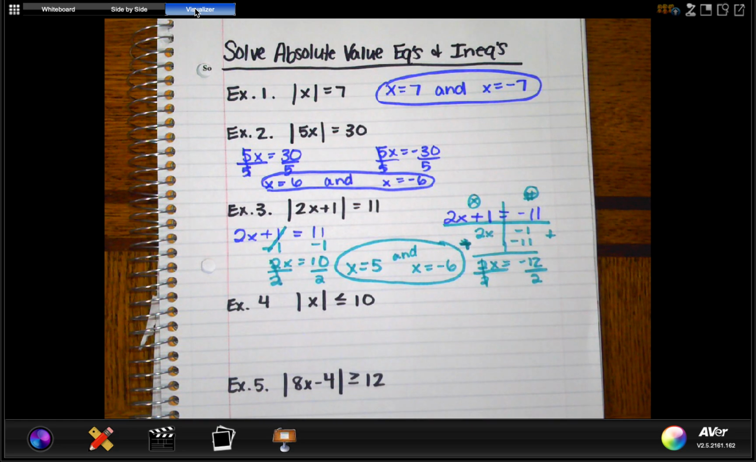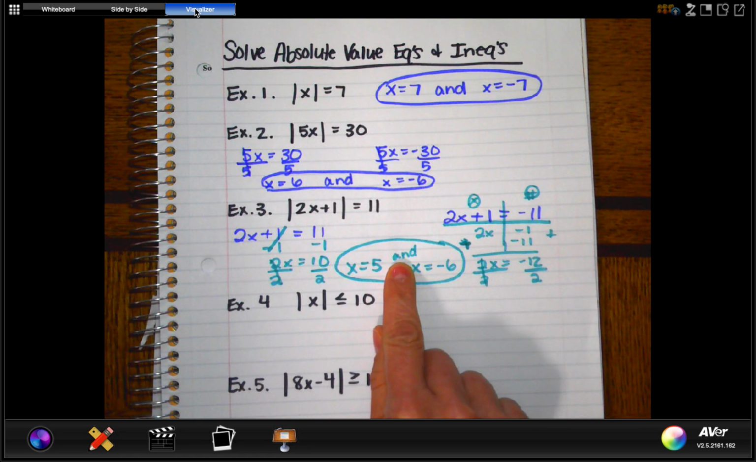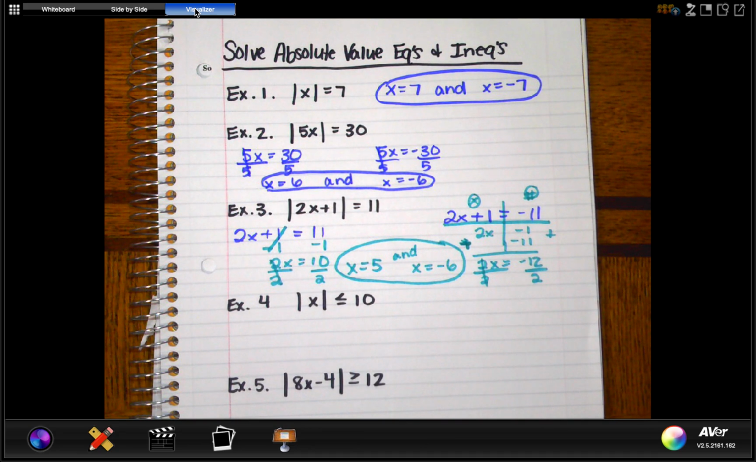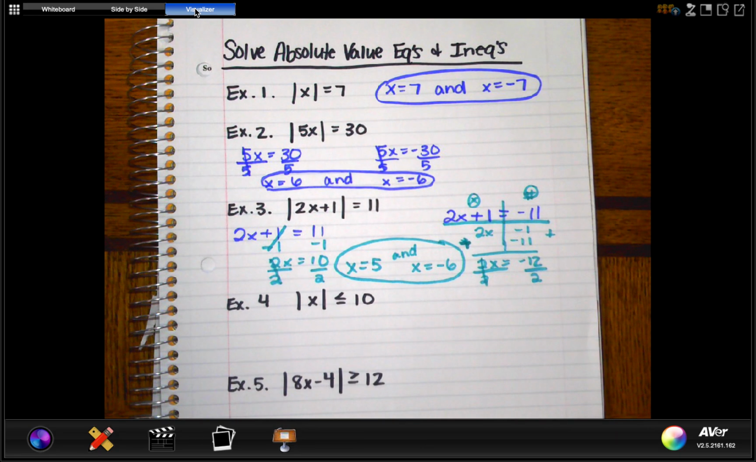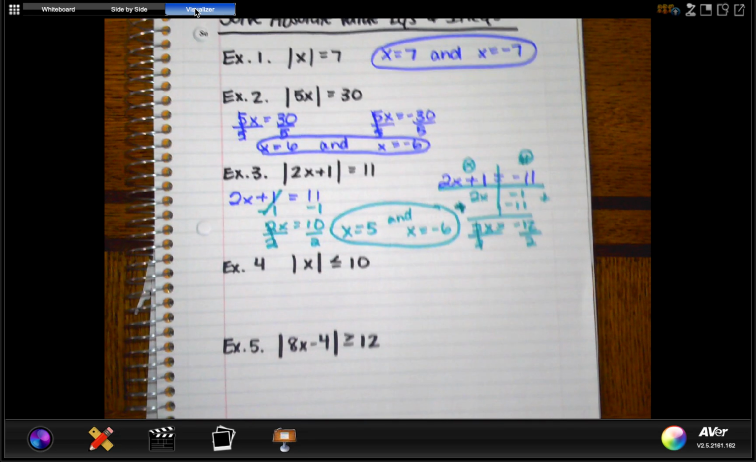Where we started to waver a little bit, I'll say, is when we threw the inequalities and the absolute value in, because then the wordings of ands and ors became a thing. So example 4 is the simplest type of inequality.